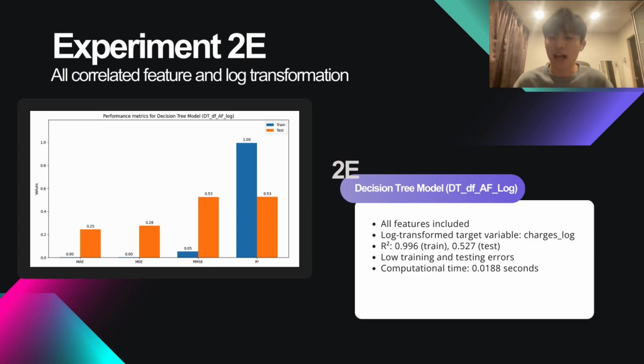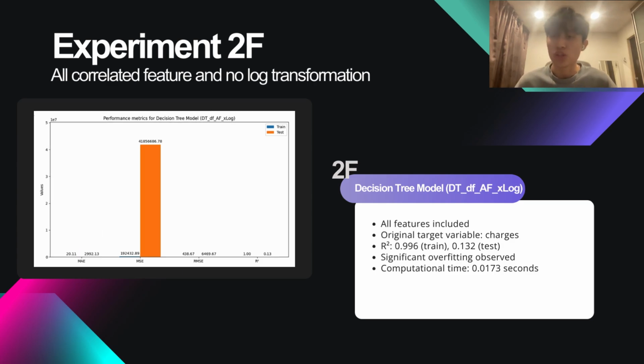Both training and testing error were low, indicating a strong predictive performance in these models. The computational time was efficient at just 0.018 seconds. In our last experiment, we used all the features with the original charges target variables.